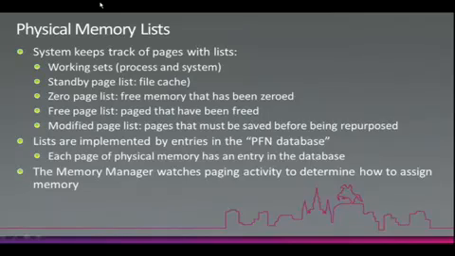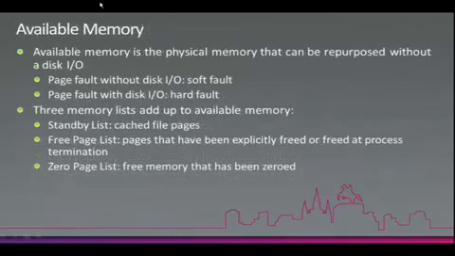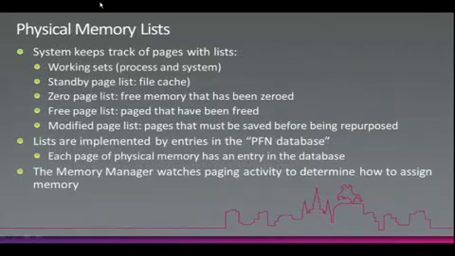And the memory manager watches activity to decide how to assign memory. The key value that we're after here is available memory. Available memory is the physical memory that the memory manager right now can take and give to a process without having to do a disk I/O. So which of these lists can it steal memory from without having to do a disk I/O? How about the standby list? Yes? No? Can it give pages off the standby list to somebody? Yes. That's just cached file data.